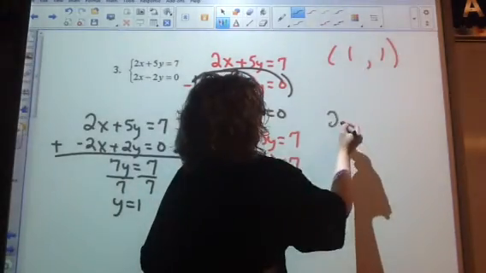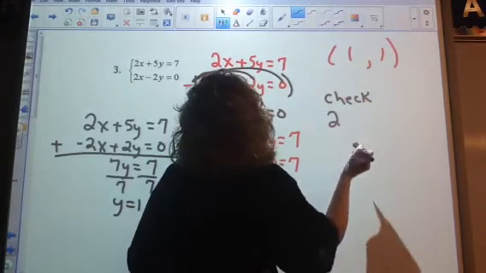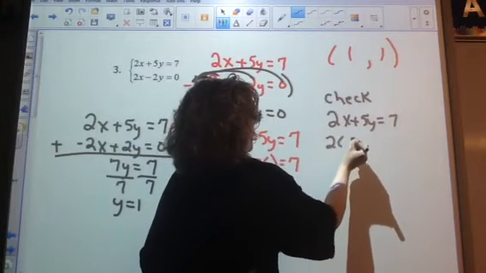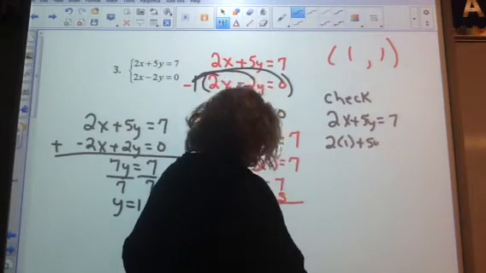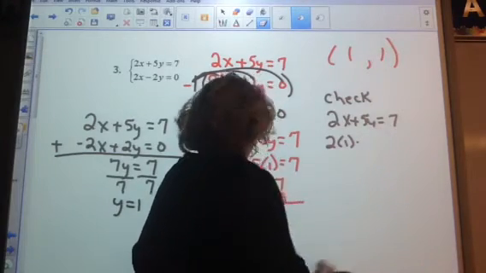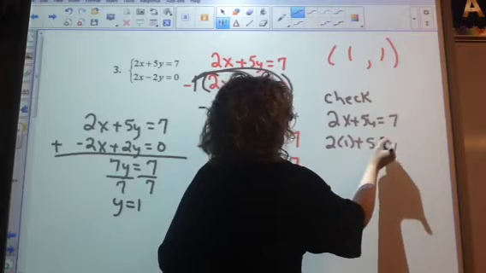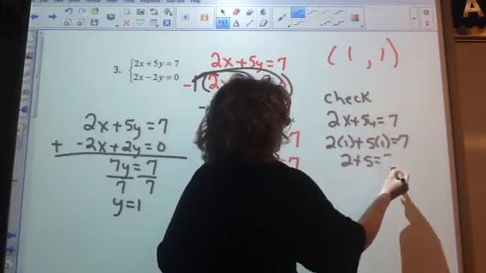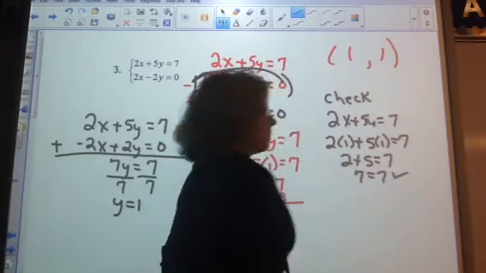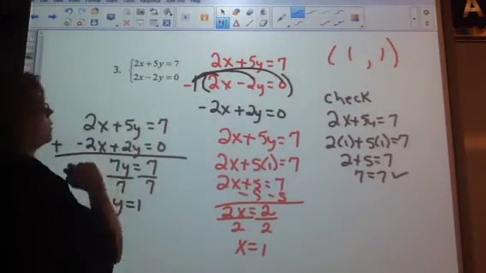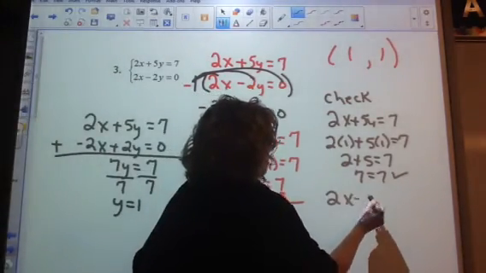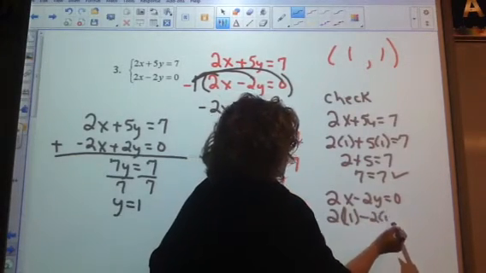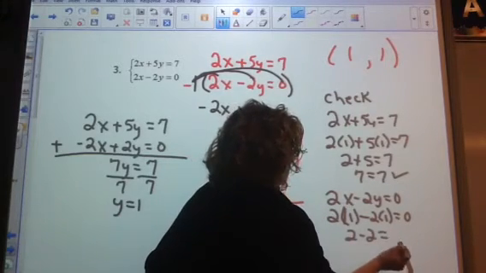First equation. 2x plus 5y equals 7. Substitute in for x. Substitute in for y. So I have 2 plus 5. And 2 plus 5 does equal 7. Okay, then we got to substitute into the second equation. I have 2x minus 2y equals 0. Substitute in for your x. Substitute in for your y. 2 minus 2. And that does equal 0.